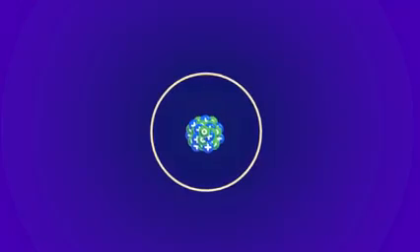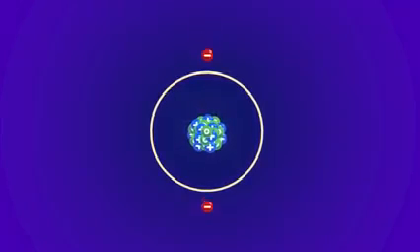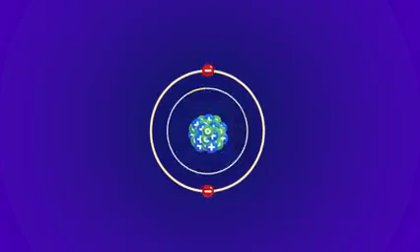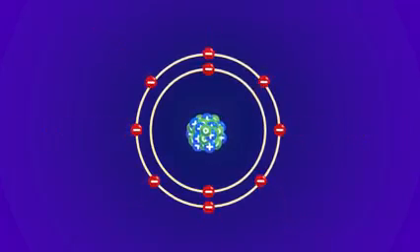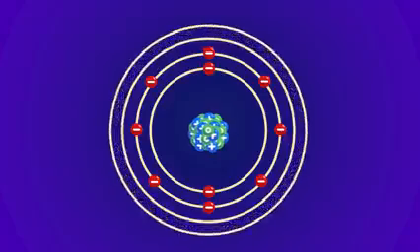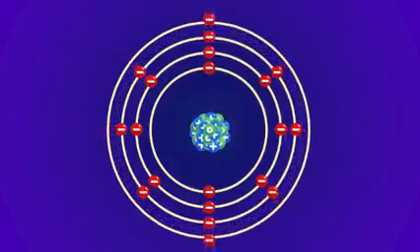The first shell, the closest to the nucleus, has the lowest energy level, so it's always filled first. The first shell can hold at most 2 electrons. At the next energy level, the second shell can bear a maximum of 8 electrons. The third and fourth shells can hold 8 and 2 electrons respectively.